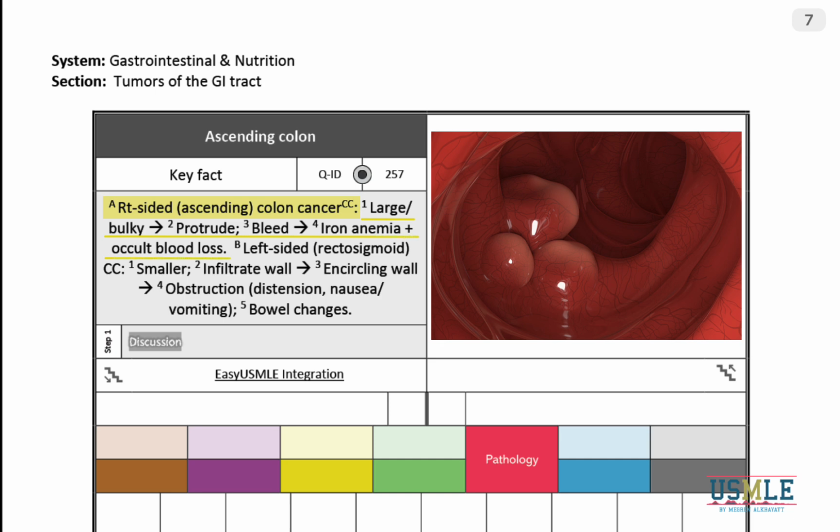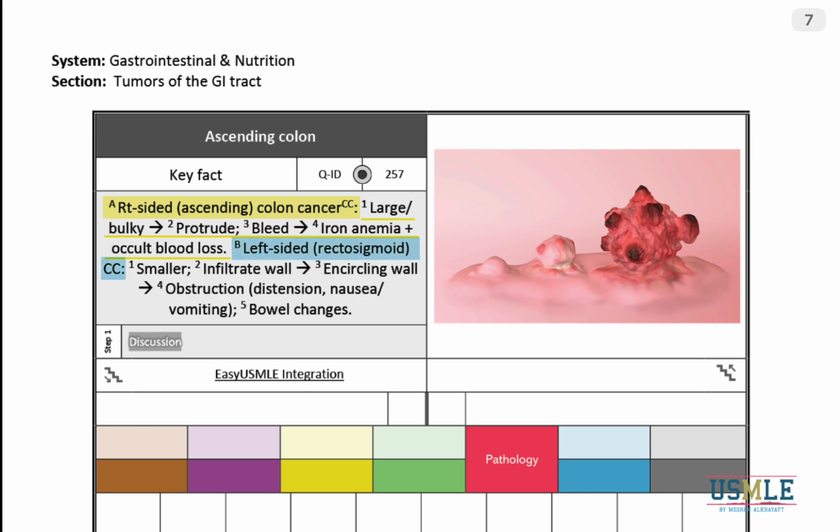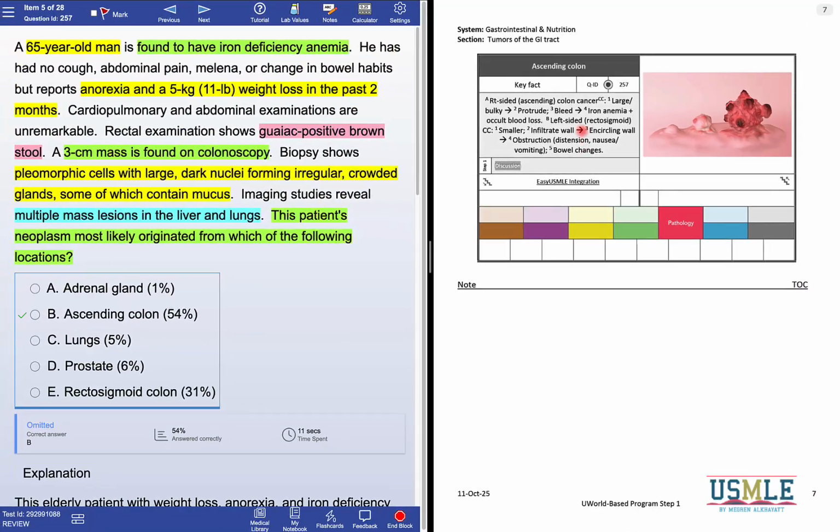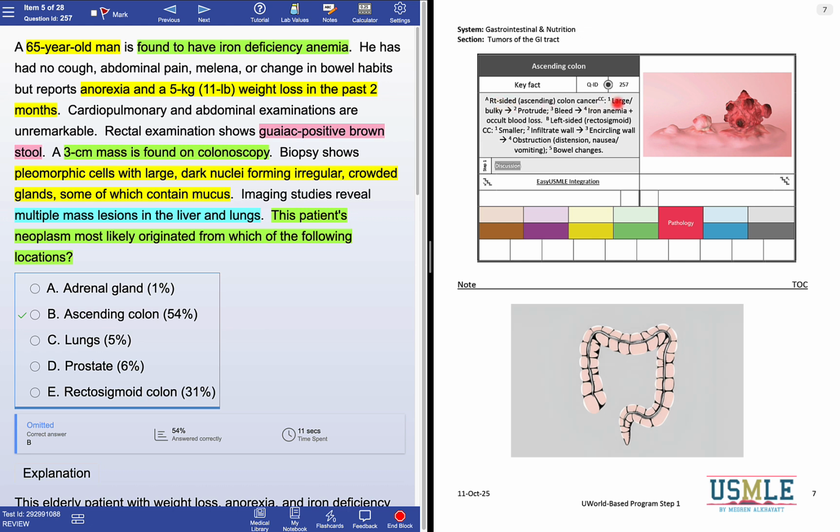On the other hand, left-sided colon cancer, which is rectosigmoid, as an example, is smaller, infiltrates the wall and encircles the wall, because the right side colon is larger in caliber compared to the left. So left colon cancer can cause obstruction. The patient may present with distension, nausea, vomiting, and also bowel changes. So be careful in differentiating the features of right-sided colon cancer compared to left-sided colon cancer.